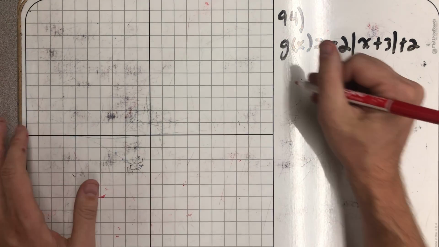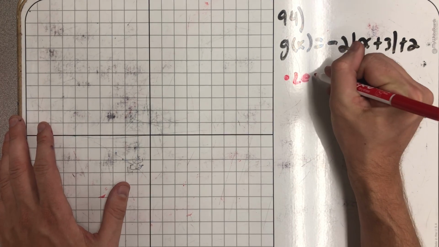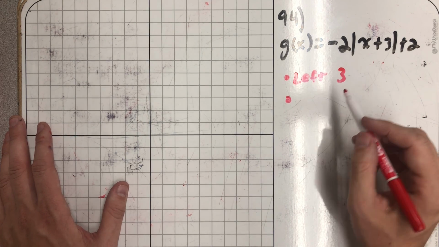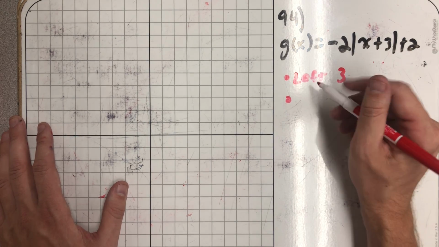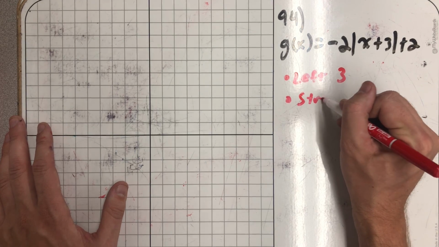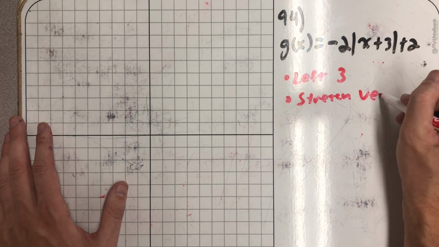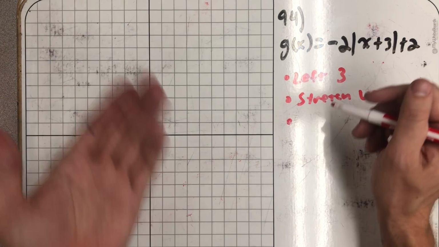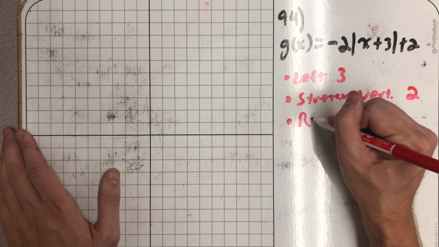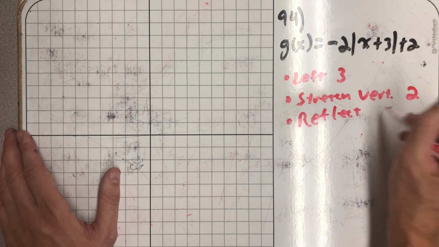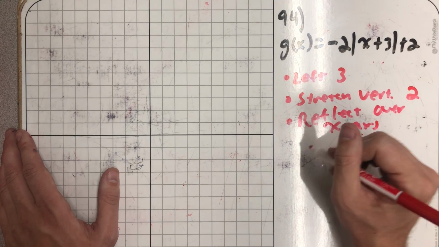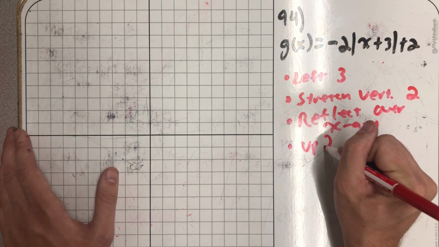We start on the inside. We go left 3. Then we're going to stretch vertically by a factor of 2. In class, usually someone asks me, hey, what are you going to do with that minus? Well, that's the third thing. That's where we reflect over the x-axis. And then finally at the end, I see that shift up 2 units.